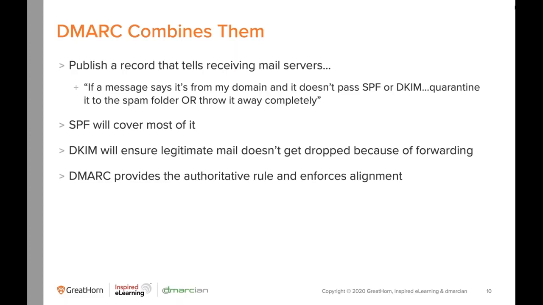So DMARC lets you publish a record that essentially tells a receiving mail server, if a message says it's from my domain and it doesn't pass one of these, either SPF or DKIM, then you can tell it to quarantine the messages by throwing them in the spam folder, or you can tell it to reject the messages and just not even deliver them at all.